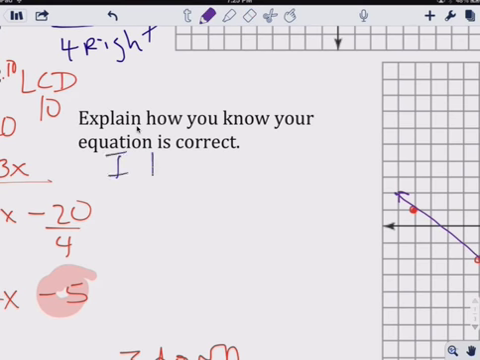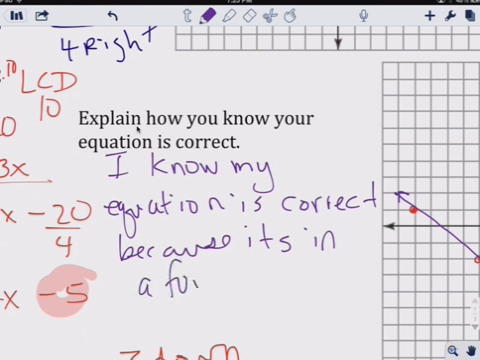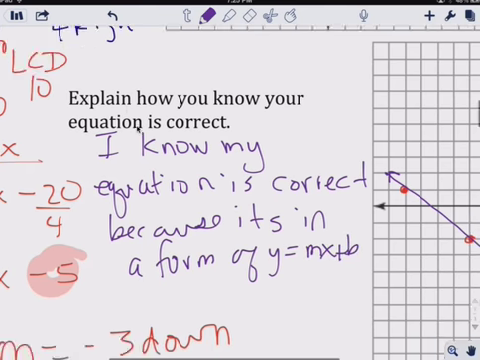I know my equation is correct because it's in a form of y equals mx plus b.